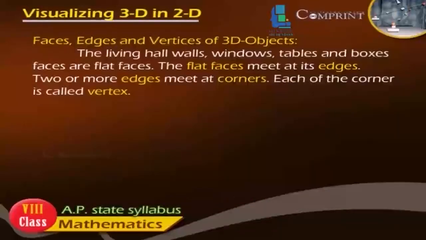Faces, edges and vertices of 3D objects. The living hall walls, windows, tables and boxes have flat faces. The flat faces meet at its edges. 2 or more edges meet at corners. Each of the corners is called a vertex.